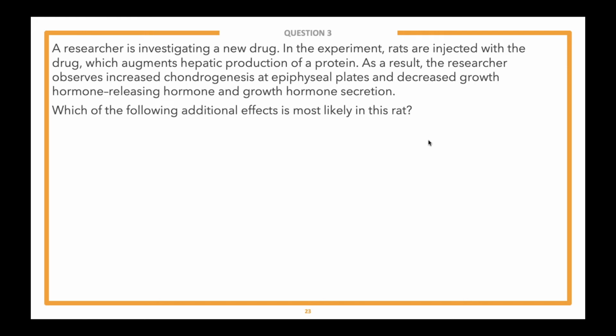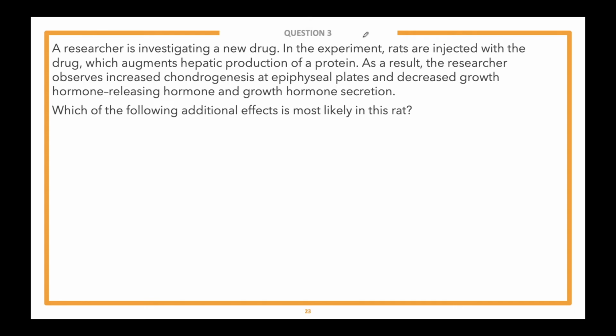A researcher is investigating a new drug. In the experiment, rats are injected with the drug, which augments hepatic production of a protein. As a result, the researcher observes increased chondrogenesis at epiphyseal plates and decreased growth hormone releasing hormone and growth hormone secretion. Which of the following additional effects is most likely in this rat? We'll give you a few seconds here to start thinking about the important clues in the vignette and lead-in. Hand it off to Paris.